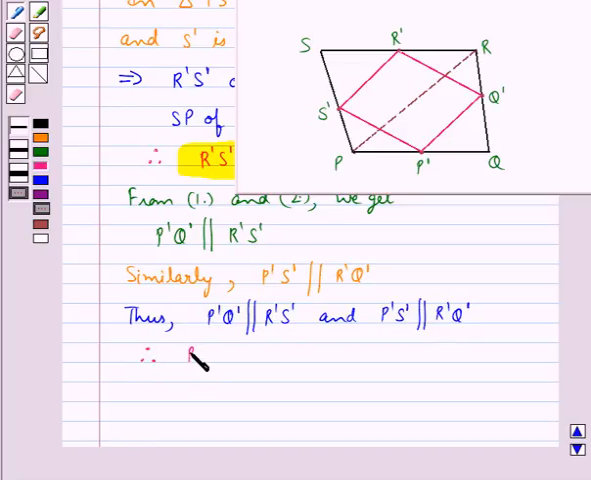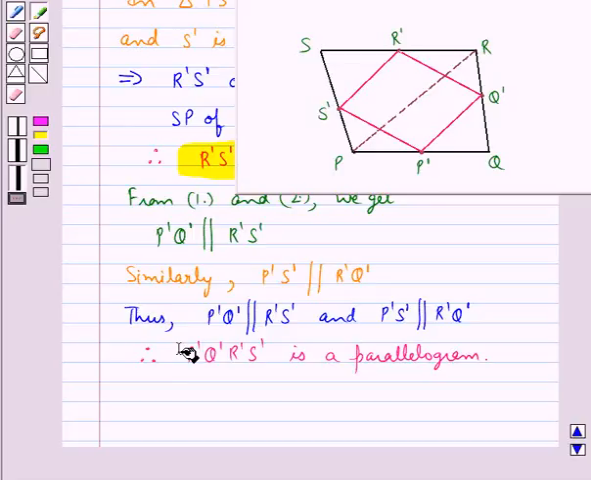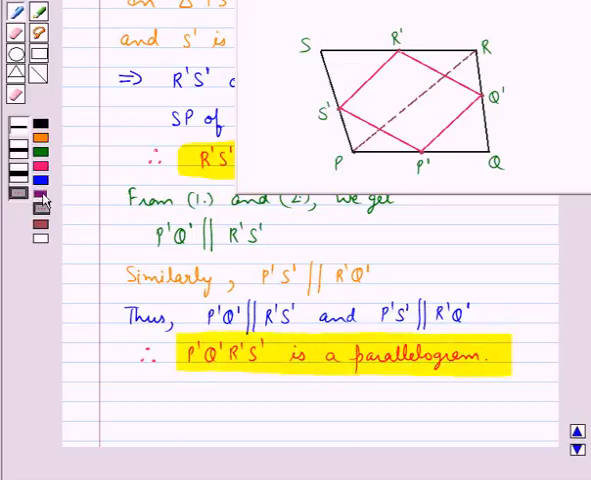Thus, P dash Q dash is parallel to R dash S dash and P dash S dash is parallel to R dash Q dash. Therefore, we say that P dash Q dash R dash S dash is a parallelogram, since its opposite sides are parallel to each other. So we have proved that P dash Q dash R dash S dash is a parallelogram. Hence proved.